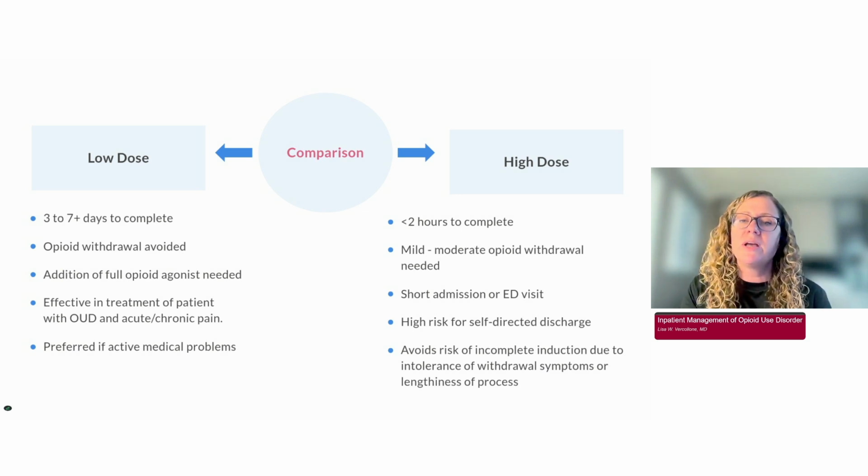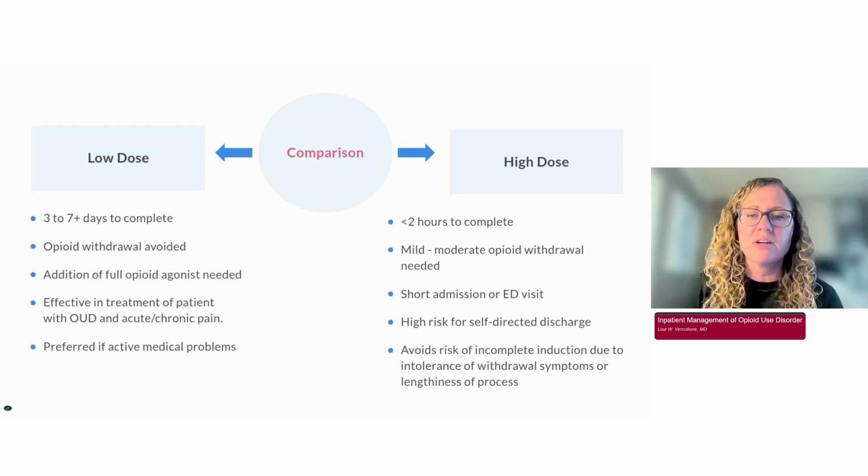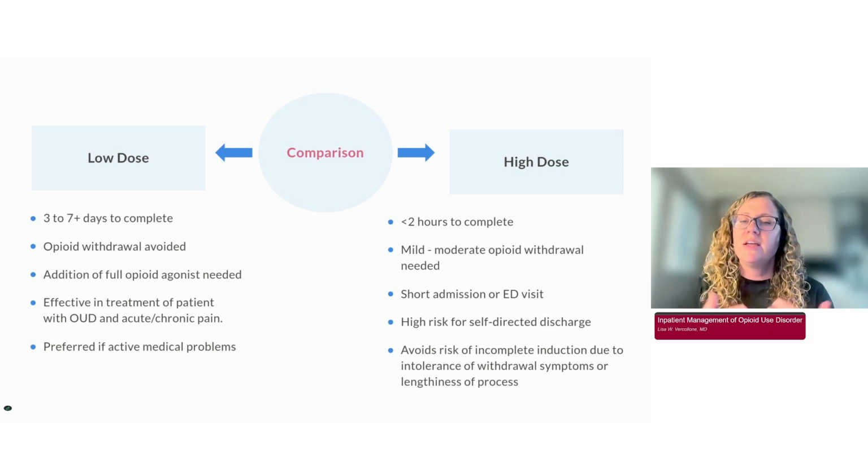And so just quickly, a couple more slides, just comparing the low dose to high dose. The low dose is going to take 3 to 7 days. The high dose is less than 2 hours to complete. So huge difference there. But the low dose is really going to be your go-to if somebody is dealing with chronic or acute pain and they're needing full agonists, or if they're having any type of acute medical issues going on. The high dose is great in that you're giving it in less than 2 hours.